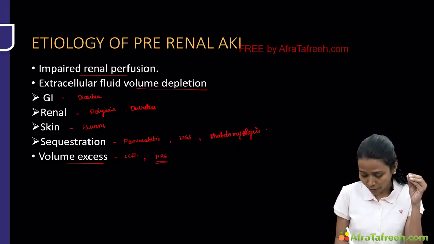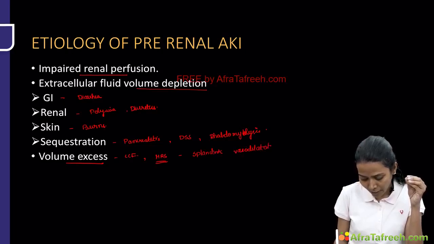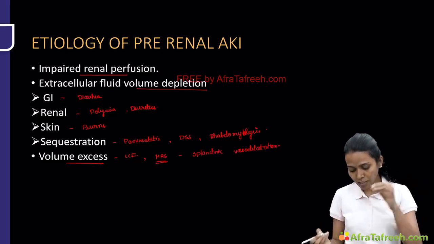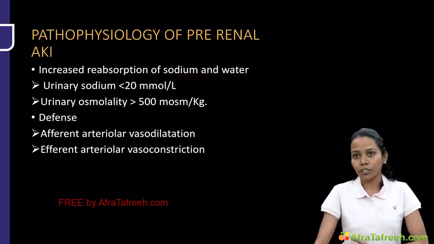Okay. In hepatorenal syndrome, again, like I discussed, there is going to be splanchnic vasodilatation. Okay. So this can cause reduced blood reaching the kidney. Now, what is the pathophysiology? What happens? There is reduced blood reaching the kidney.